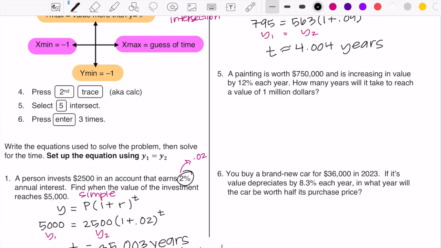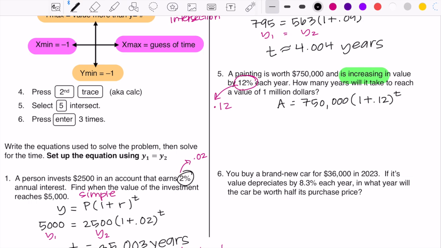A painting is worth $75,000 and is increasing in value by 12% each year, so r is 0.12. How many years will it take to reach a value of $1 million? So we are still going to be using, this isn't an interest formula, it's a growth formula, even though they're similar. This is 750,000 times 1 plus 0.12 raised to the t.